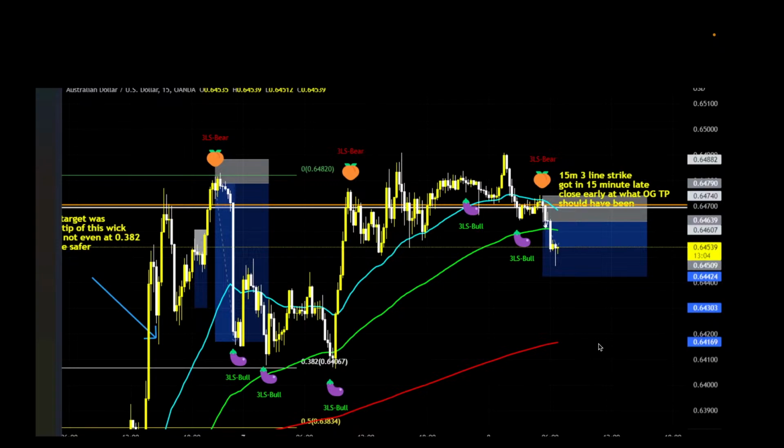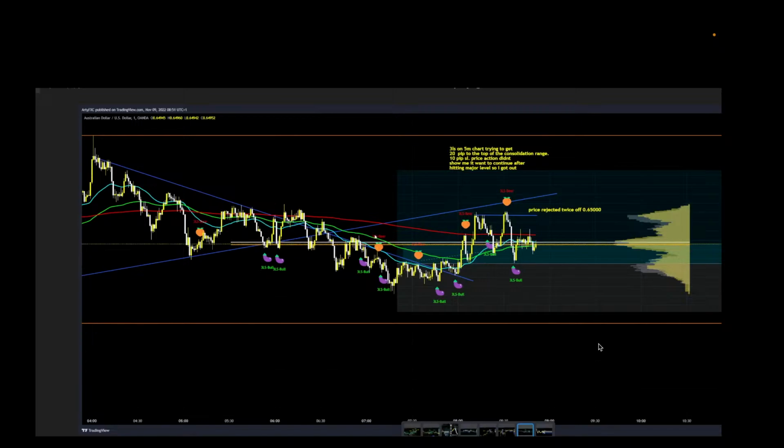so I got in at the close of the next candle and ended up closing this trade early at what the original take profit should have been. So if this was my entry at the close of this candle, the take profit of 20 pips would have been down here. And so I just got out early because I was in profit and I wanted my point for the day. Now we are on day 7 of the 20 pip challenge and strategy wars.